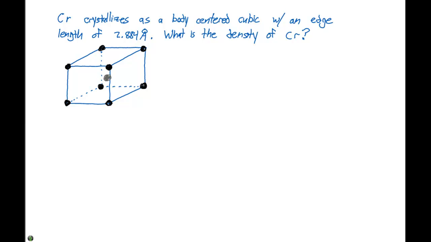So one of the things I want to do is draw this body diagonal from the front corner all the way up to the back corner. This body diagonal right here is going to help us, particularly with some of the geometry in this unit cell, because this length right here is 2.884 angstroms. And since it's a cube, all of these lengths are going to be the same, and we have 90-degree angles.